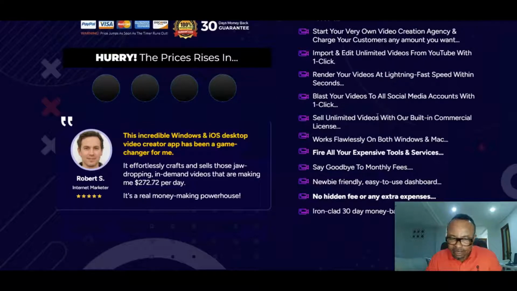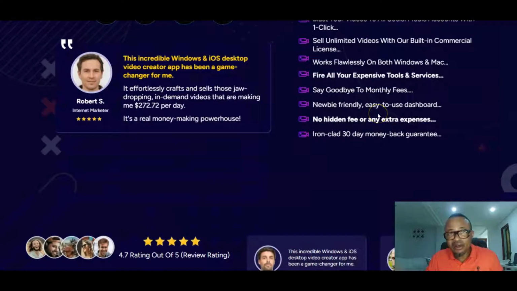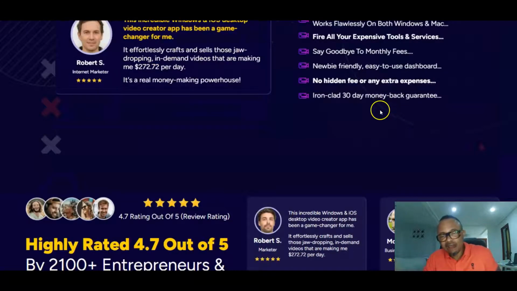It's beginner friendly. You can say goodbye to monthly fees, and of course it has this ironclad 30-day money back guarantee. In case for any reason or without any reason you want to return this product before 30 days, you should be able to do so. Okay, so you have absolutely nothing to worry about.